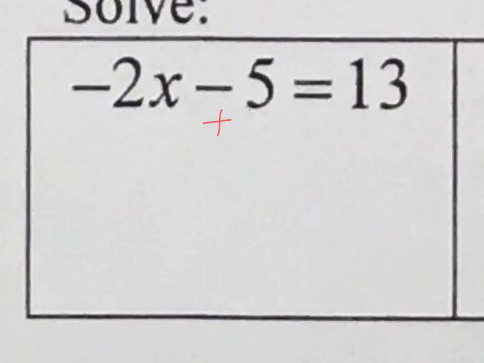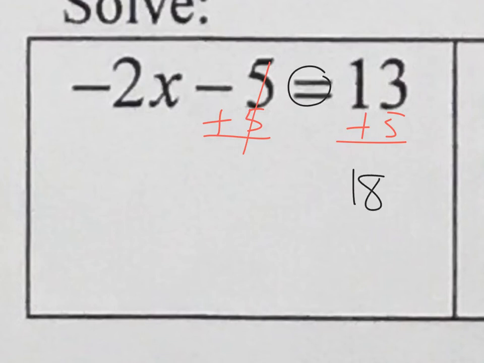So the opposite of -5 is +5. That cancels out. What you do to one side, you do to the other side to maintain the balance. You're going to end up with 18 on this side. The equal sign is going to come down. And on the left side, you're going to have -2x. And then we go to get rid of the -2 in front of the x.